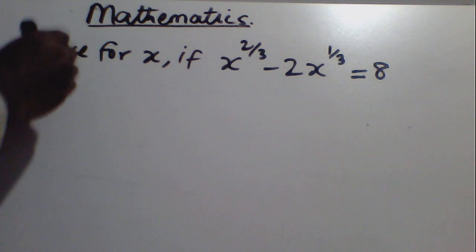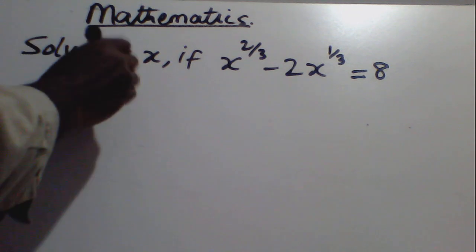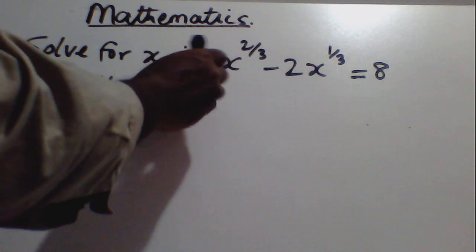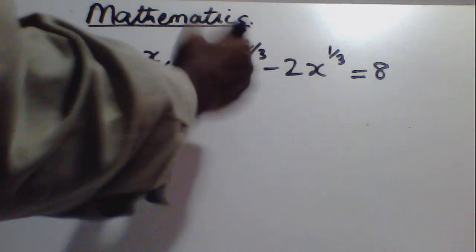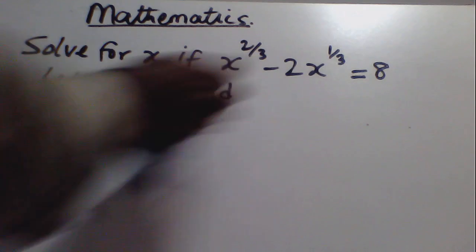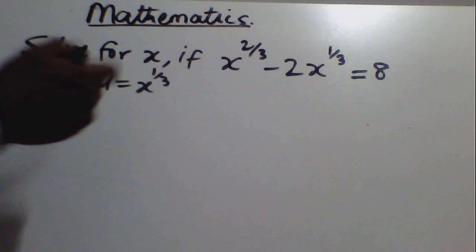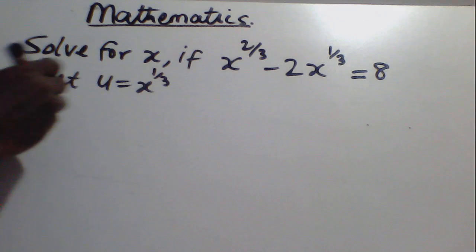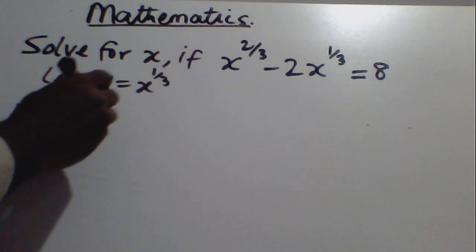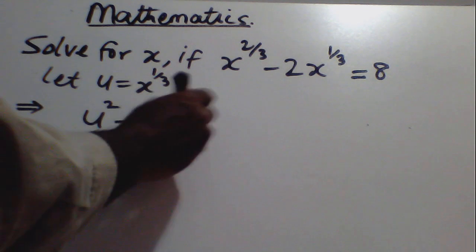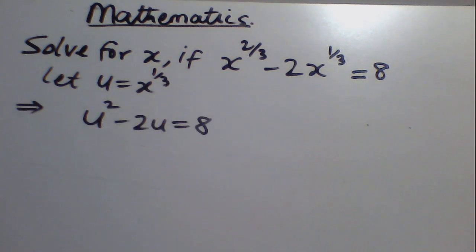So in this case, let u equal x raised to power 1 over 3, as you have already been given. So let u equal what? x raised to power 1 over 3. Substitute it in this equation. This implies we have u raised to power 2 minus 2u is equal to 8.